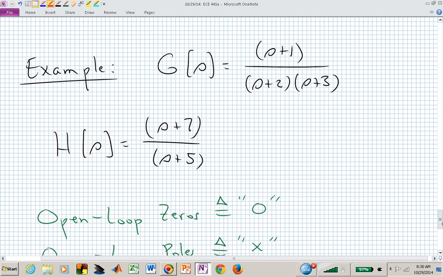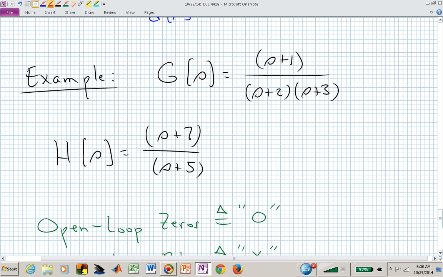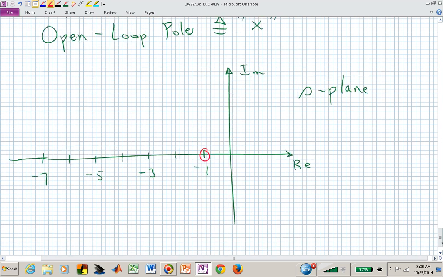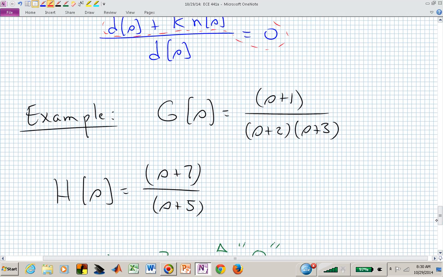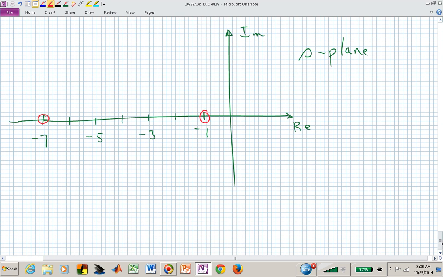Do we have any other finite zeros? -7. Those are our two zeros. We had two finite zeros. Our poles are at -2, -3, our open loop poles, as we've agreed to call them, -2, -3, and -5. There is our pole zero diagram, and that's the very first step in this root locus construction. That's pretty straightforward.